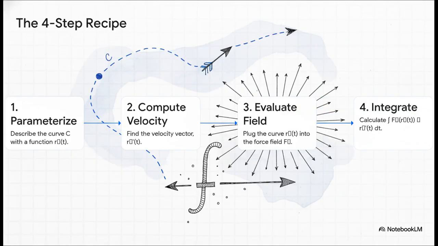And here it is, our four-step recipe. First, we parameterize the path. All that means is we write an equation that traces out the curve over time. Second, we find the velocity vector by taking a derivative. This tells us which way we're going at any moment. Third, we evaluate the force field on the path. This tells us which way the force is pushing at each point along our journey. And finally, step 4, we combine those two vectors using a dot product and integrate. That last step is the magic that adds it all up.